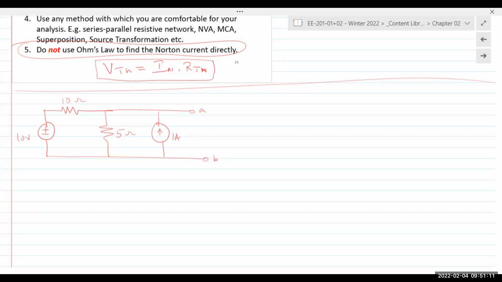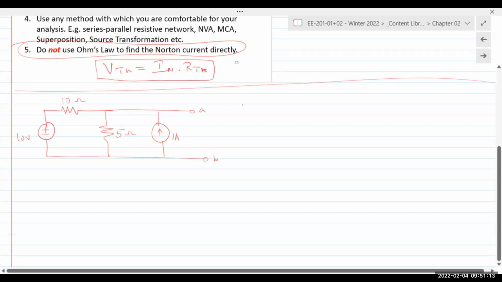Okay. So in this case, if you want to find the Thevenin voltage, the Thevenin and Norton circuits, you have to redraw the circuit 3 times. Okay. You redraw it once for Thevenin resistance. Now, the Thevenin resistance means you're measuring the resistance at the output terminals.